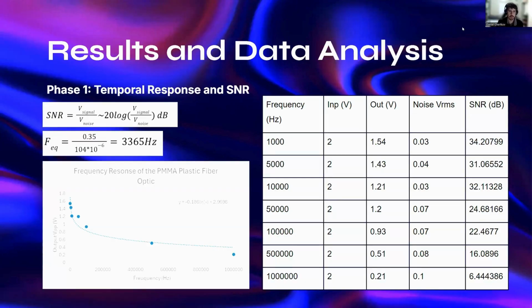For phase 1 of the lab, we were able to calculate the temporal response and SNR. Qualitatively, as the modulation frequency increased from 1 kilohertz to 1 megahertz, the output voltage of our system dropped from 1.5 volts to 0.21 volts, while the SNR decreased from 34 decibels to 6 decibels, demonstrating a low-pass response in our optical fiber, basically saying our optical fiber limits higher frequencies from transmitting within. With a rise time of 104 microseconds, we calculated the effective bandwidth to be approximately 3.4 kilohertz, quite low, meaning our optic has a lot of dispersionary effects at higher frequencies.